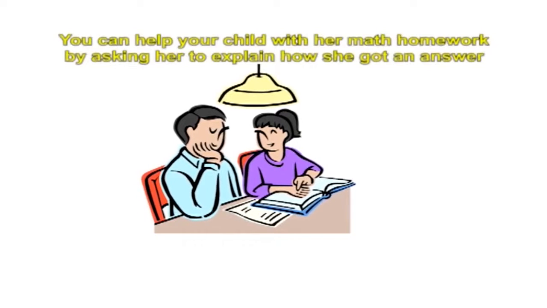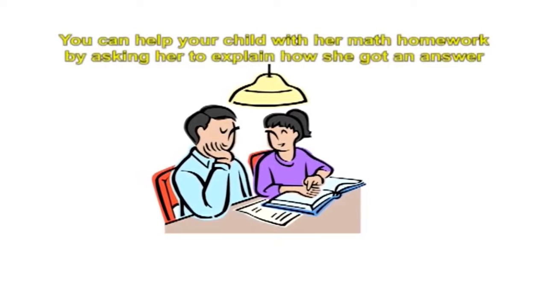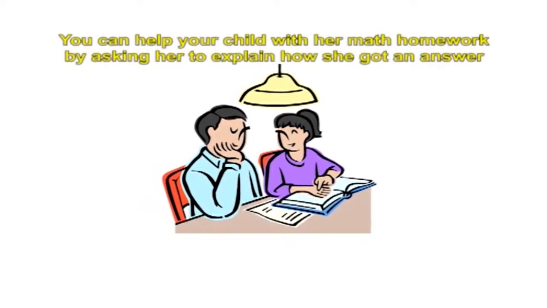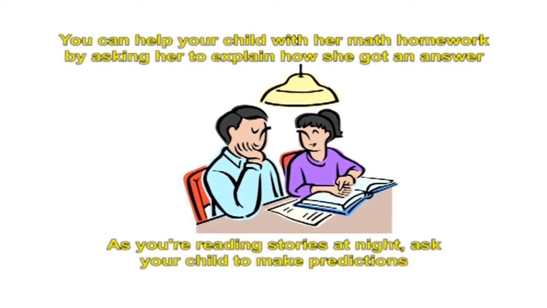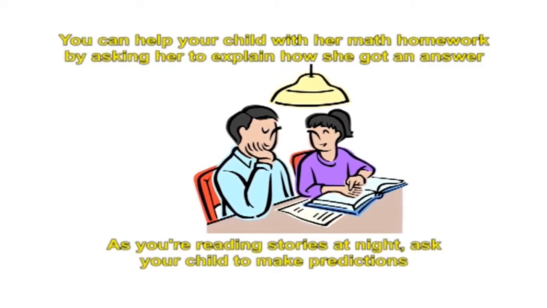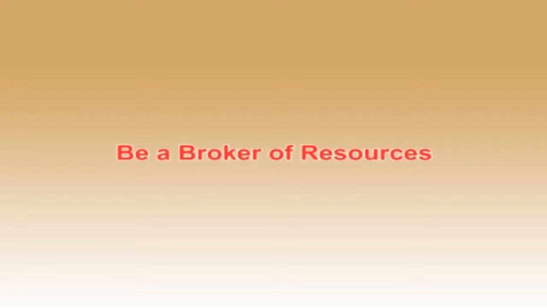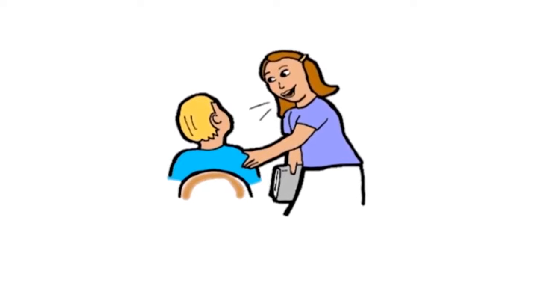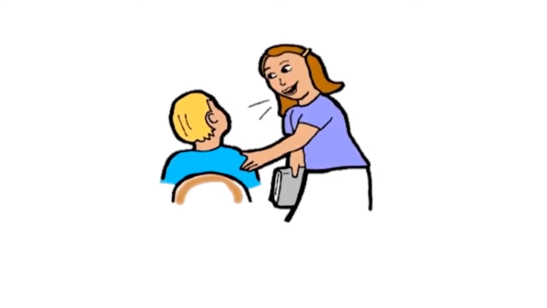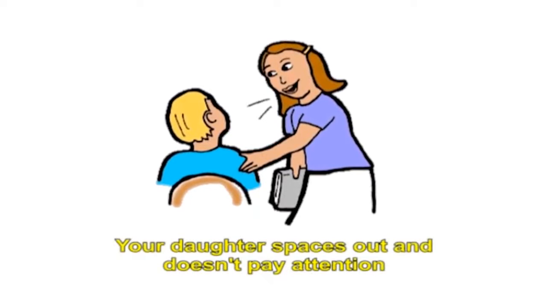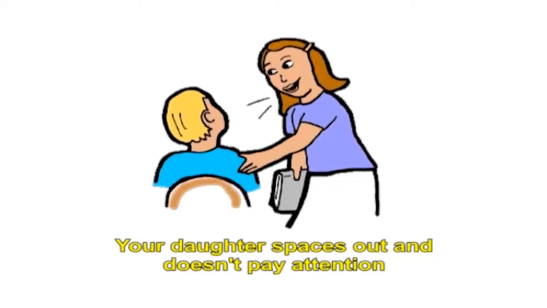You can help your child with her math homework by asking her to explain how she got an answer, or as you are reading stories at night, ask your child to make predictions. This strengthens reading comprehension. Be a broker of resources. If they share a concern, be prepared to point them in a direction where they can find help. If you share a concern, for example, your daughter spaces out and doesn't pay attention, be prepared to suggest what the parents can do.